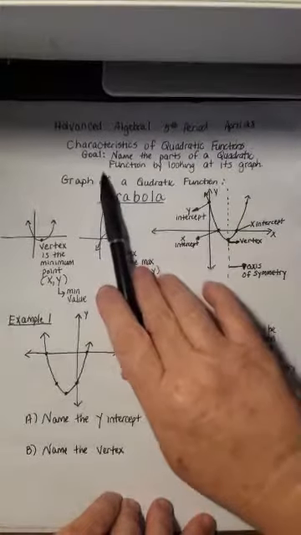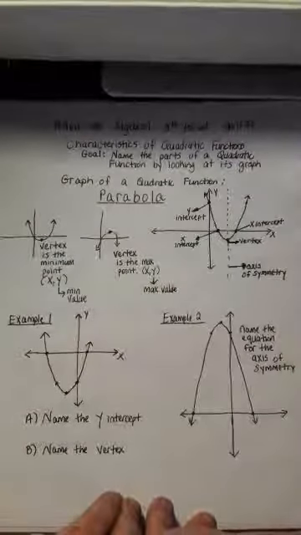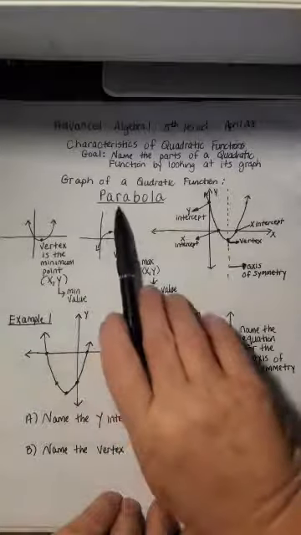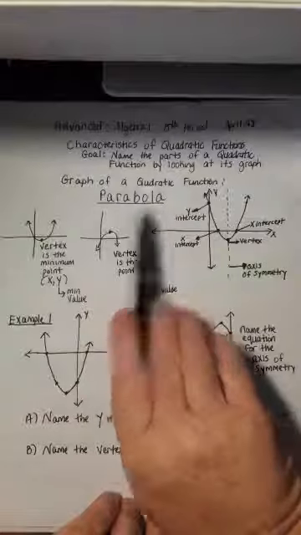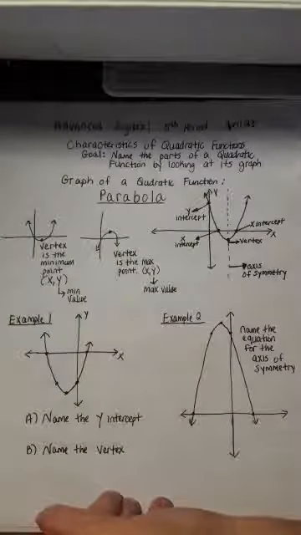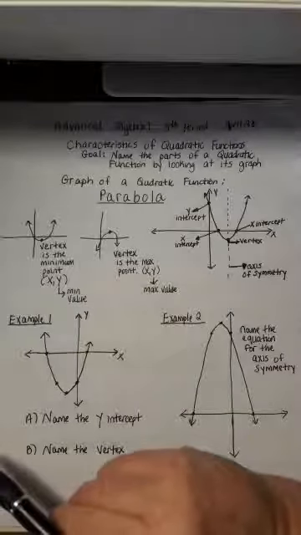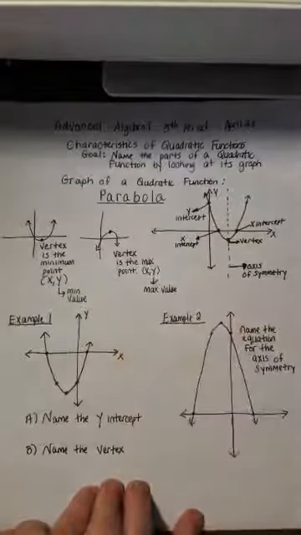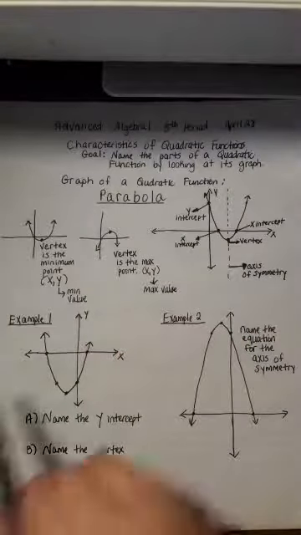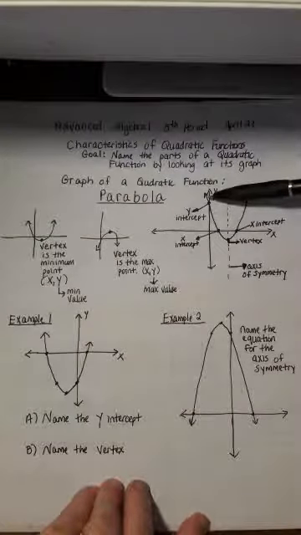So our goal today is to name parts of a quadratic function by looking at its graph. First of all, parabola. That's an important term to know. A parabola is the graph of a quadratic function. Okay, so the graph of a quadratic function is called a parabola. When you have a parabola, you have specific points that will help you draw the graph. When you find those points, you can plot them and draw the graph.